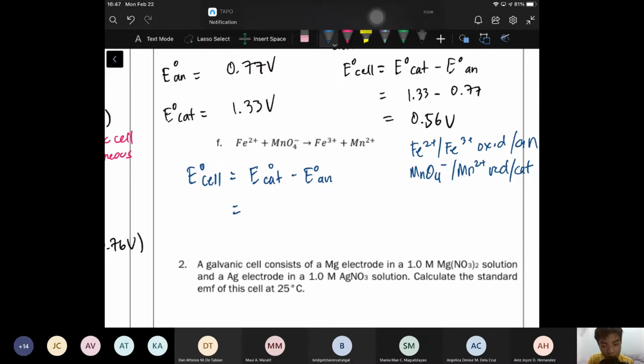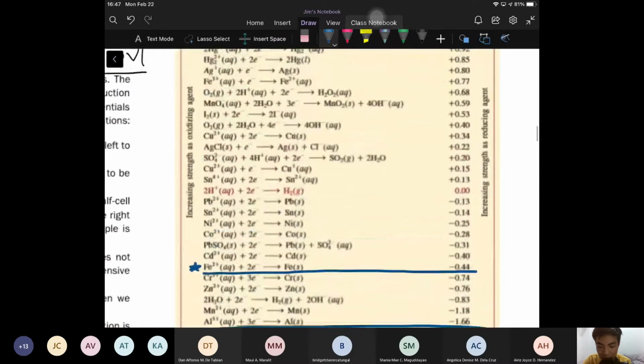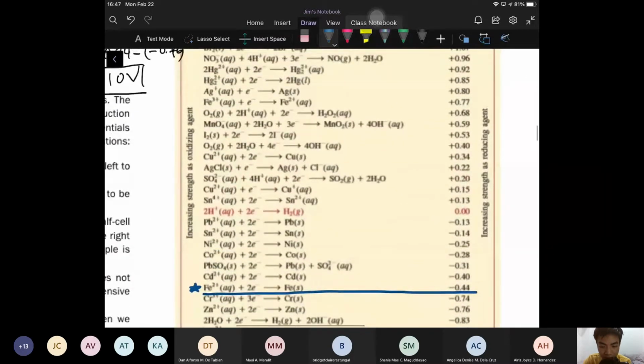So, we plug in the values of the corresponding cell potential for the cathode and the anode. For the cathode, that's MnO4⁻ to Mn²⁺, permanganate ion to Mn²⁺. So, asan yung permanganate ion natin? Hanapin sa table.